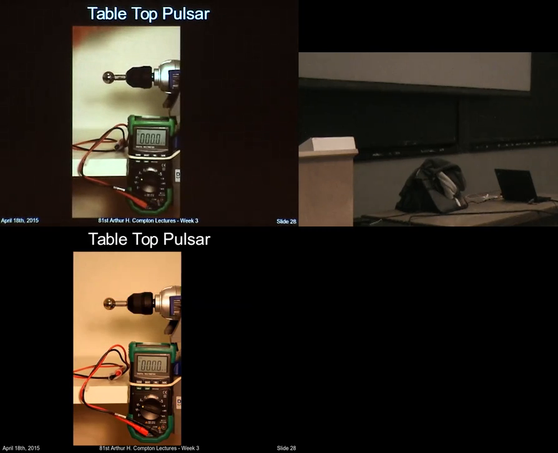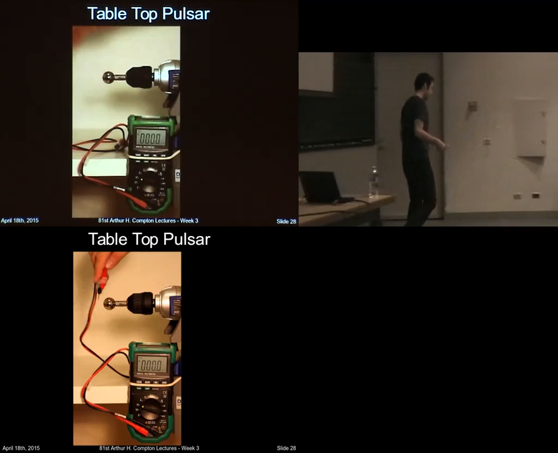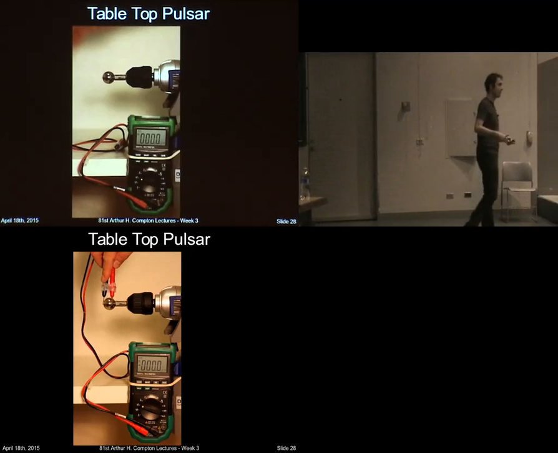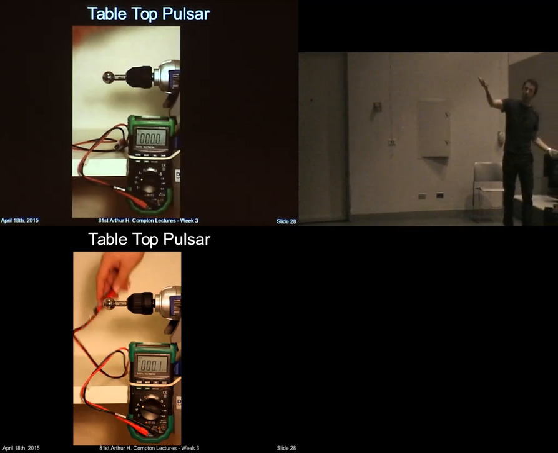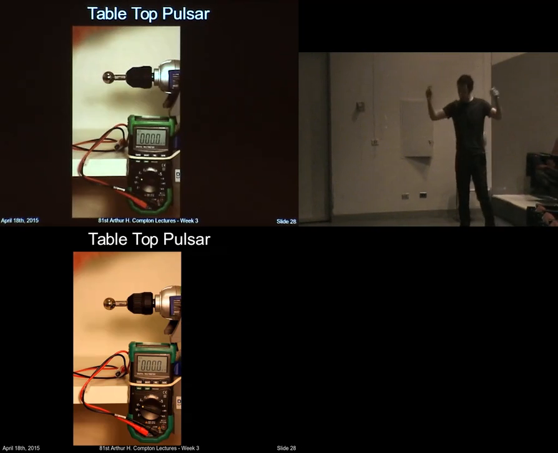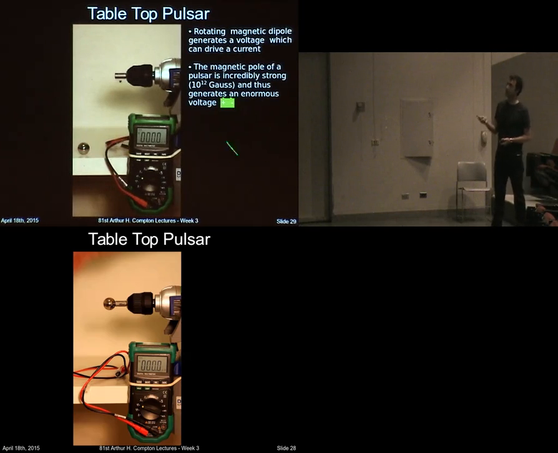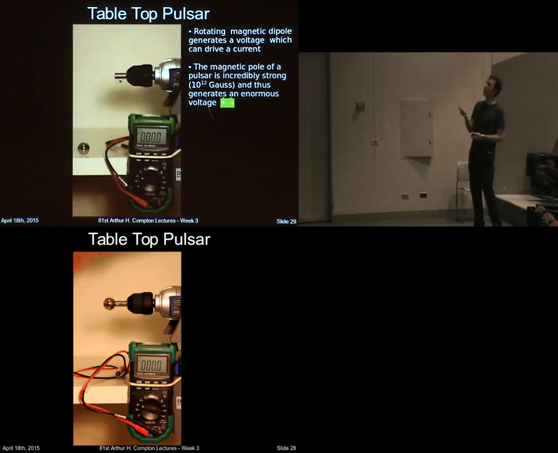Okay. So if Andre can sit down with a little magnet and a drill and make some current happen in this tabletop pulsar example, and after I told you the last 2 weeks about how strong the magnetic fields are from these pulsars and how fast they're spinning, I guess you will believe that the electric fields you can make are enormous. And so the spinning, rotating magnetic dipole generates a voltage which can drive a current.